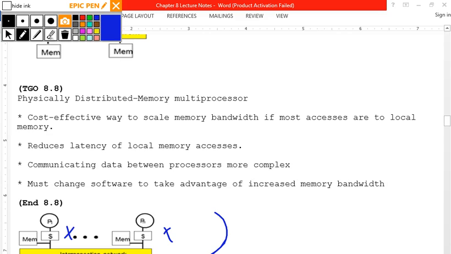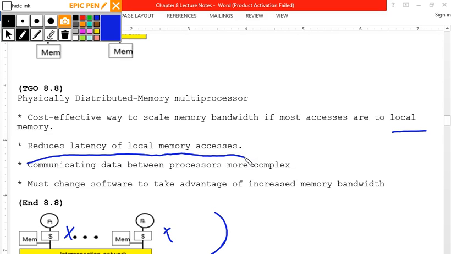So here, physically distributed memory is a cost-effective way to scale memory bandwidth if most accesses are to local memory. So then you're able to do this if you're taking, what's the word, what am I taking advantage of here? What design principle of accesses to local memory? Okay. Locality, yes. The keys are in the details. So basically, once you have locality, and you design it in such a way, you can take advantage of that to improve performance through multiprocessing. And therefore, that reduces the latency of local memory accesses.